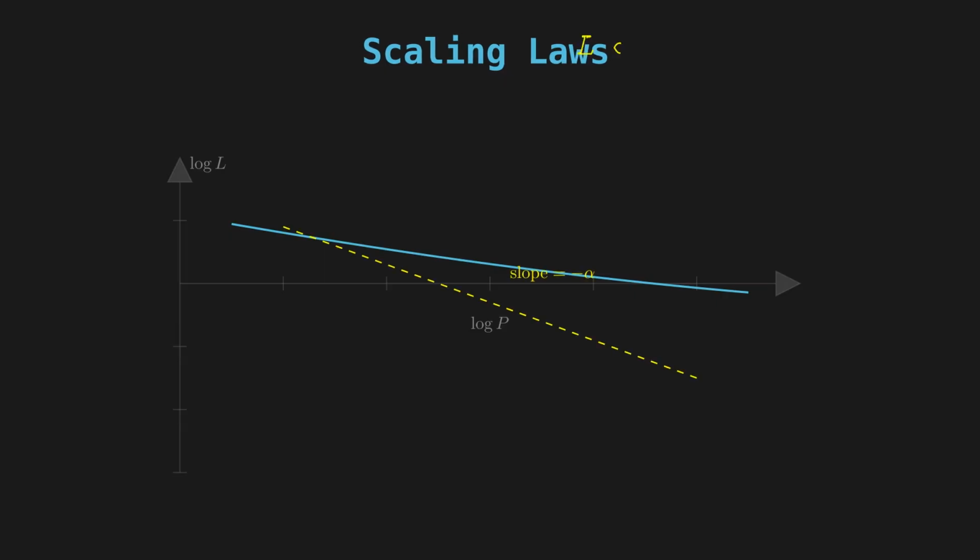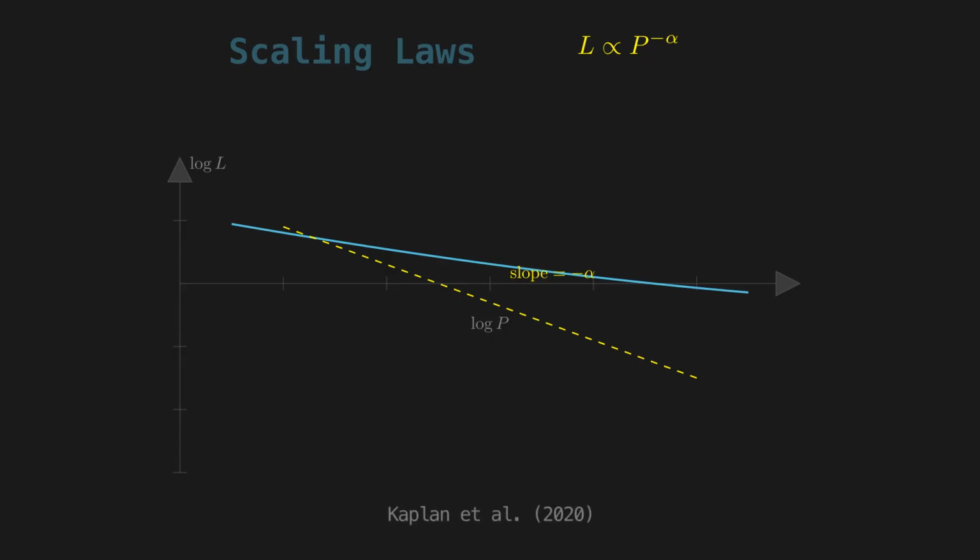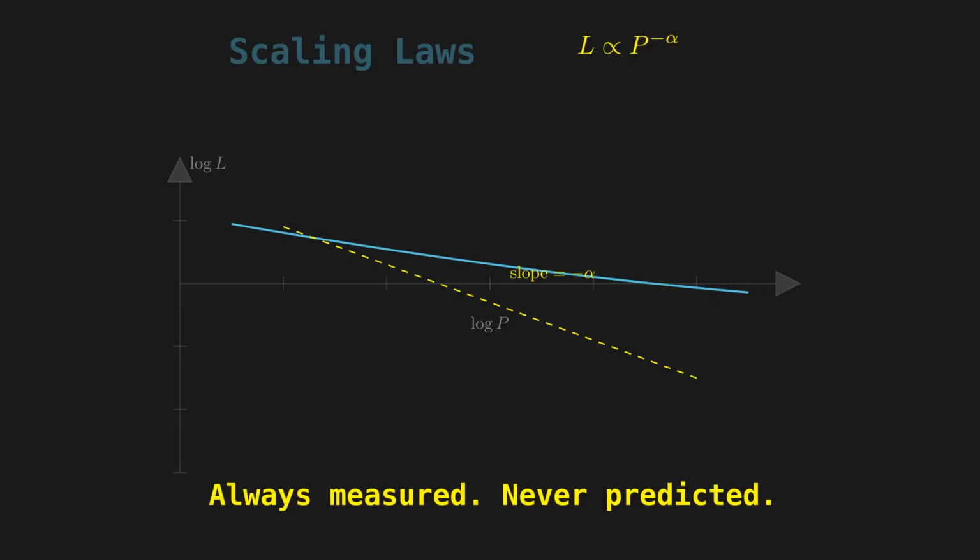This is a power law, loss proportional to D to the negative alpha. That exponent alpha matters enormously. It tells you exactly how much you gain from doubling your data. AI companies use these exponents to plan training runs that cost millions of dollars. Data scaling laws were first documented by Kaplan and colleagues and refined in the Chinchilla paper in 2022. But the exponents were always measured and not predicted. There's no theory explaining them.